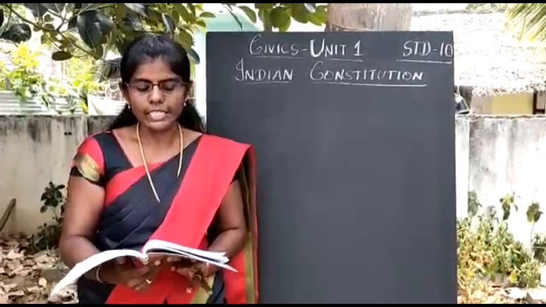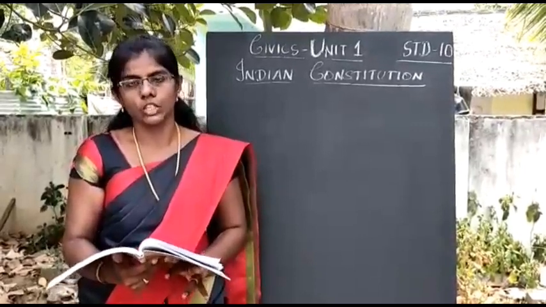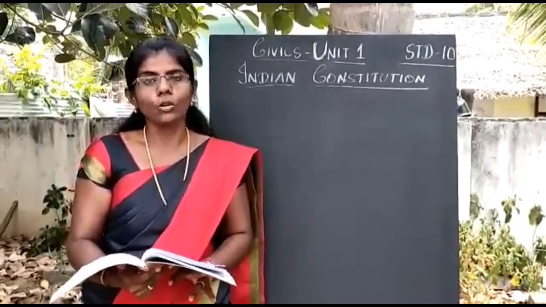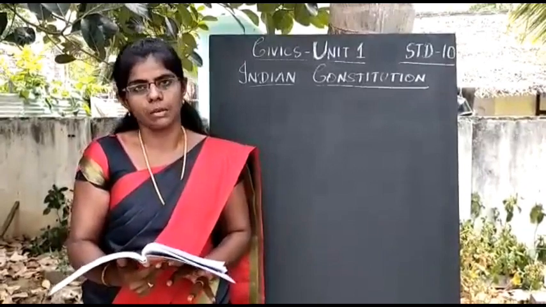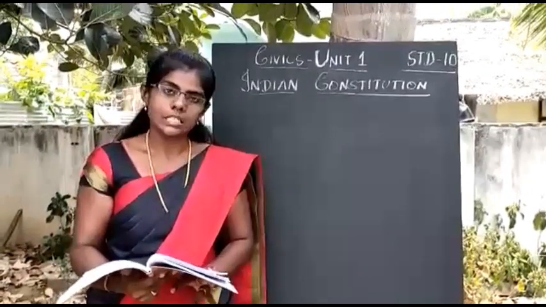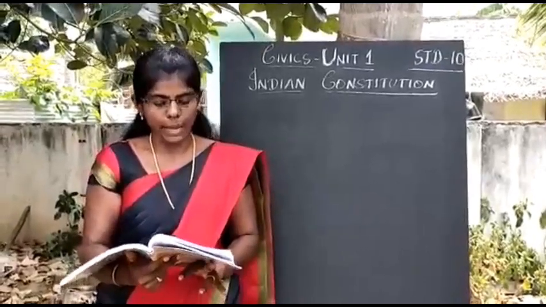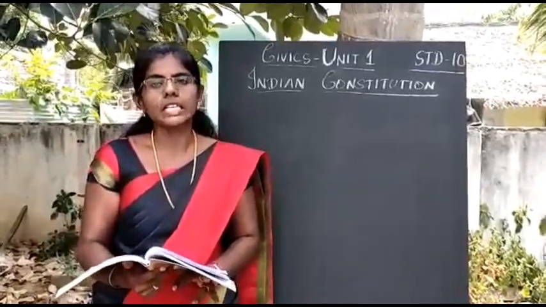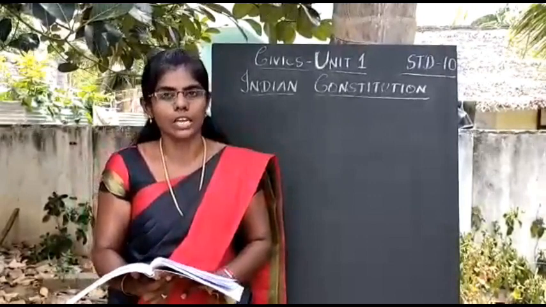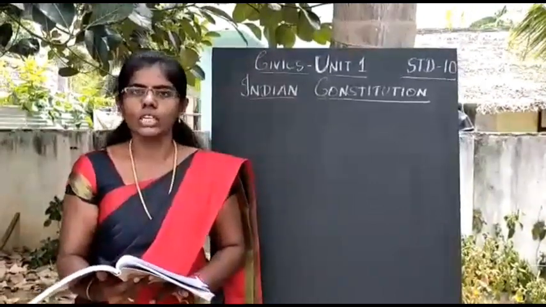Third one, understand the fundamental rights and duties. Fourth, to know the directive principles of state policy. Fifth, center and state relationship. The last one is emergency provisions. So these are the 6 objectives we are going to see in this Indian Constitution lesson.